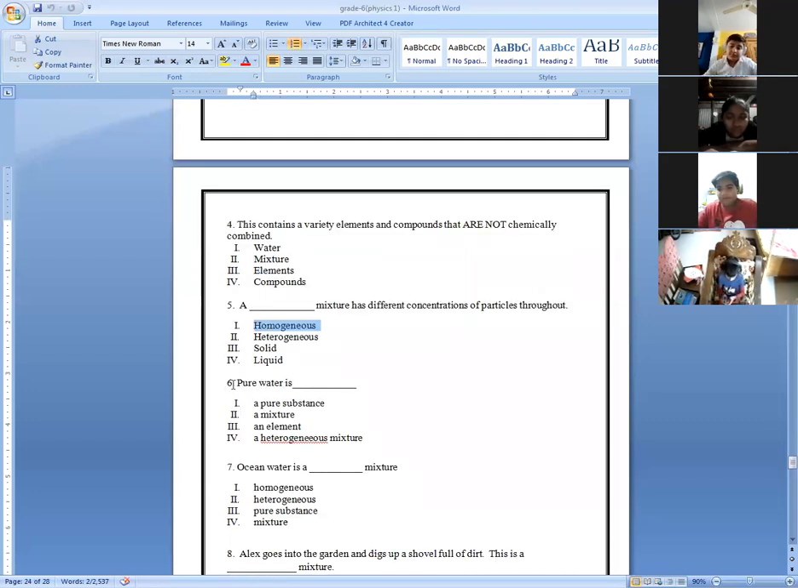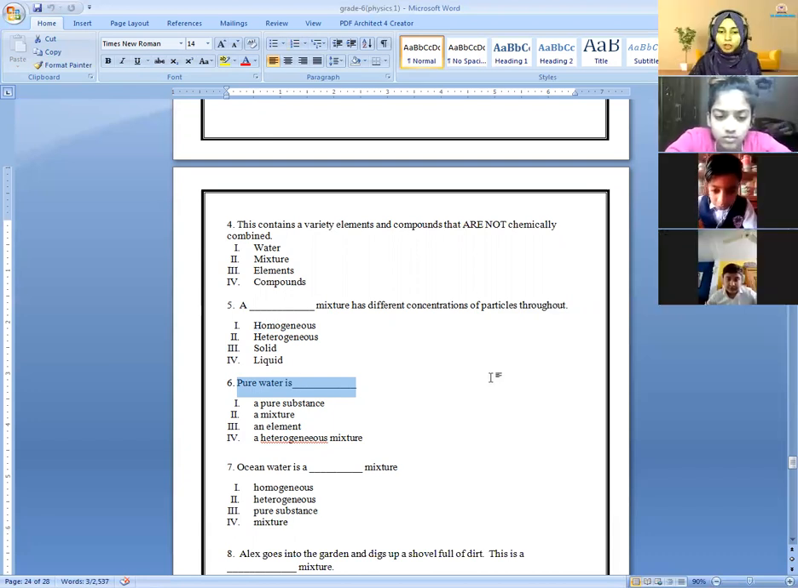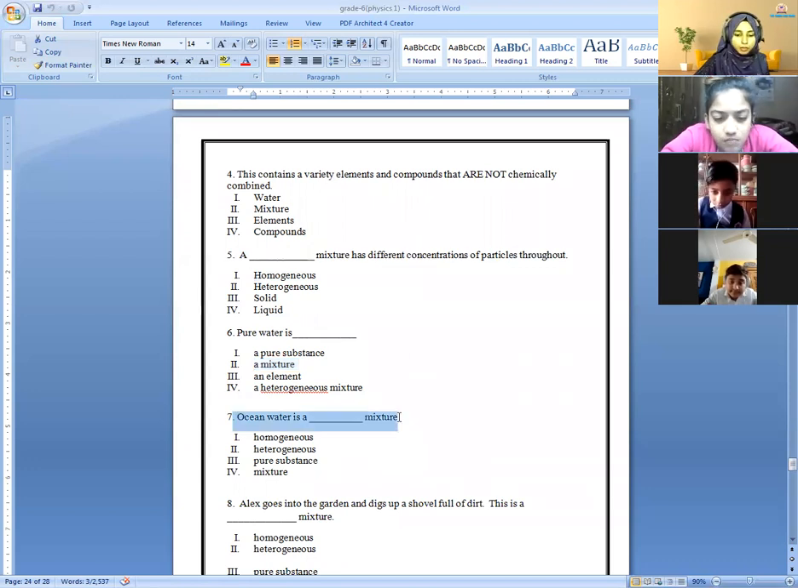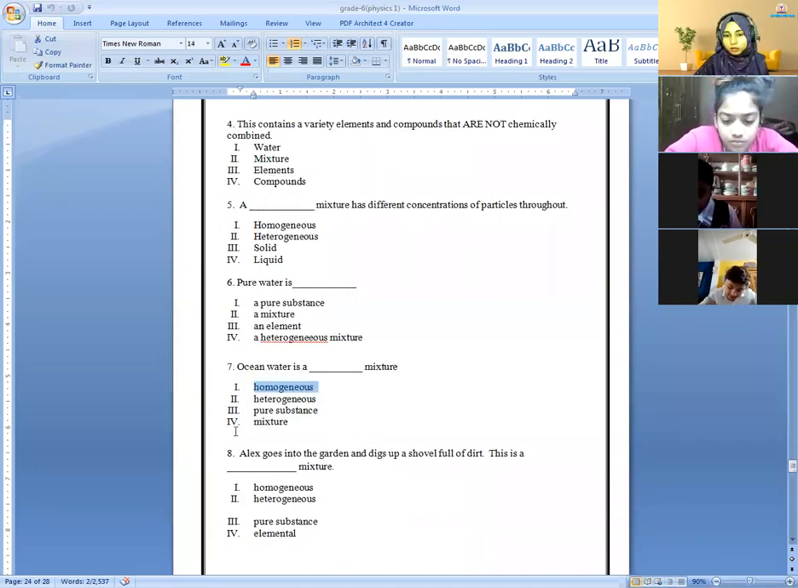Pure water is what? Pure substance? No. It is a mixture. Pure water cannot be a mixture, because when pure water is purified, different chemicals are added to purify it. So it is a mixture. Then number 7: ocean water is a dash mixture. Homogeneous or heterogeneous? It will be heterogeneous. Why are you confused? I explained homogeneous and heterogeneous first with the water and salt example.